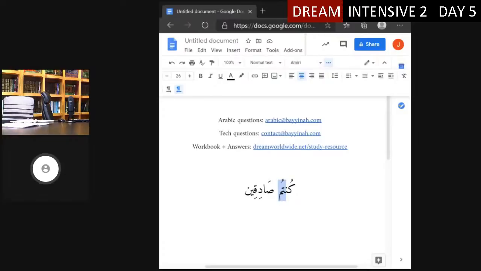This is a type of fi'l, right? Remember when we went over fi'ls at the end of the previous intensive, I believe we used the word nasara, but when we got to the second person, we said nasarta, nasartuma, nasartum. So this is a fi'l. It's not even an ism. So it can't be mudaf ilayh because the mudaf and the mudaf ilayh both have to be isms.